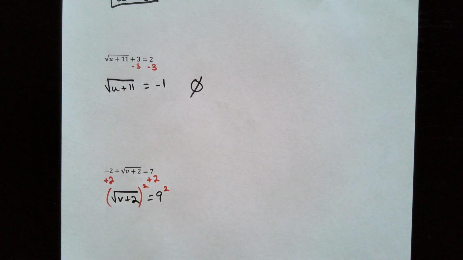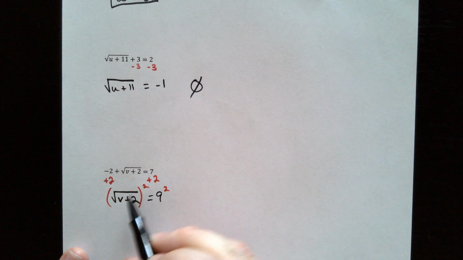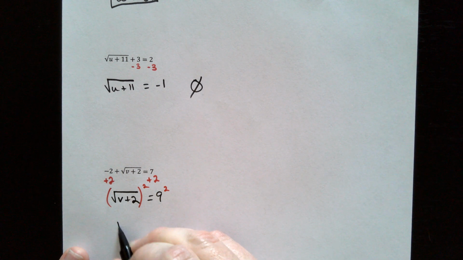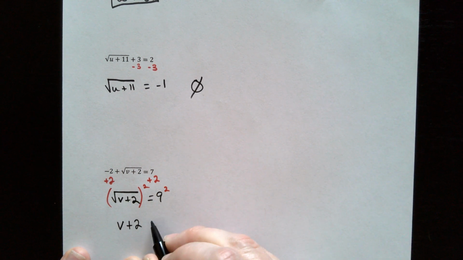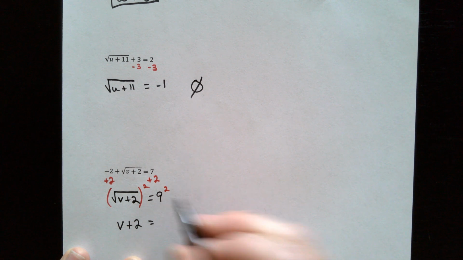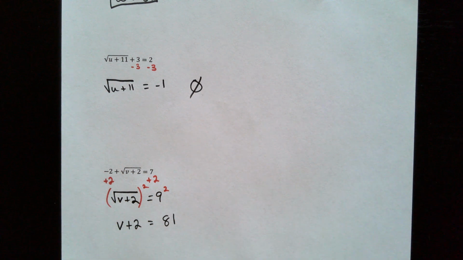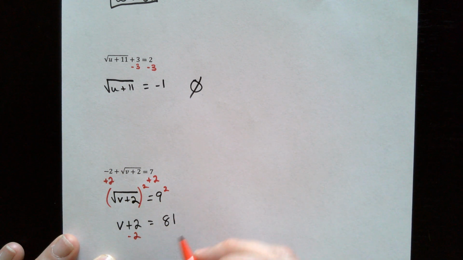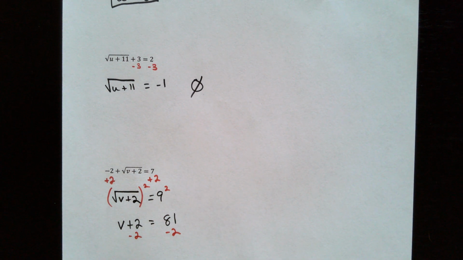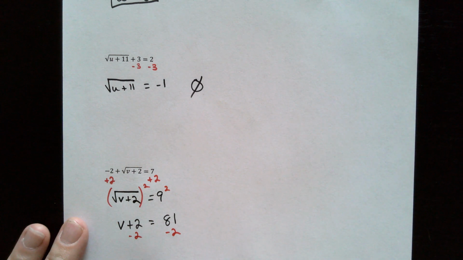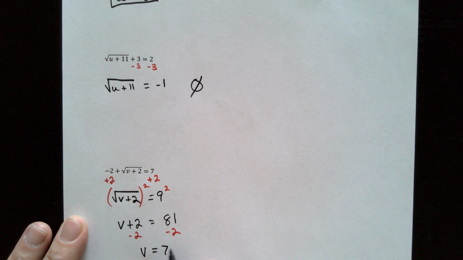Okay, and remember when you square a square root, the inside is what stays. So v plus 2 equals 9 times 9, or 9 squared, is 81. And we subtract 2 from both sides to get v by itself. So that will be v is equal to 79.